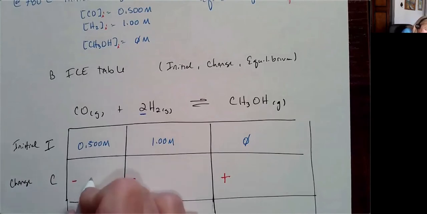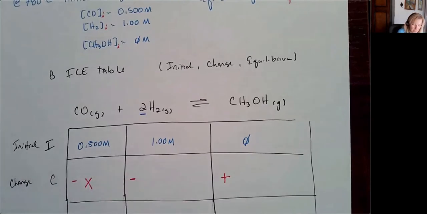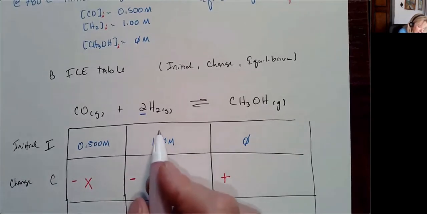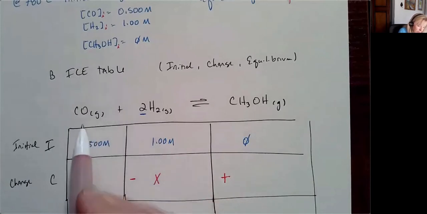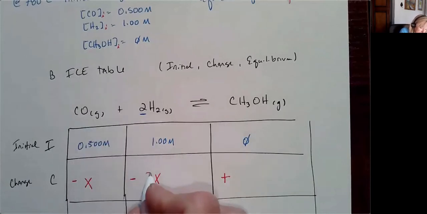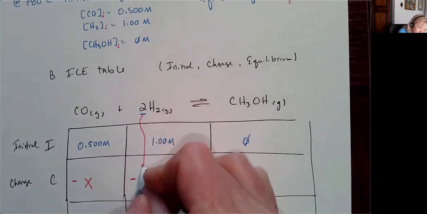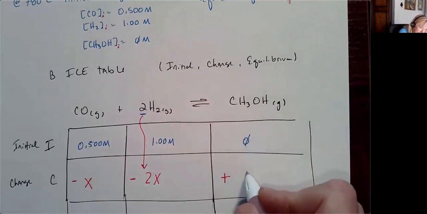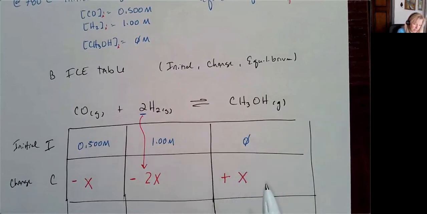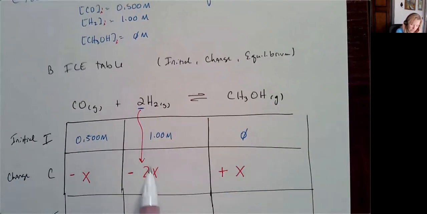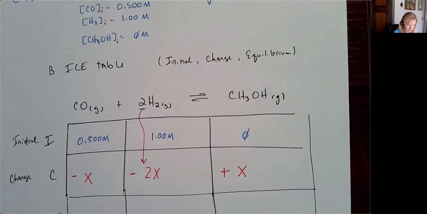So this would be X. I don't know what that is. I'm going to subtract some amount here, but since for every one of these, 2 of these, this is where I'm going to bring that 2 down. This comes from my stoichiometry here, and then I'm going to gain X here. And so your coefficients for your X are going to come from the stoichiometry of the balanced chemical equation.